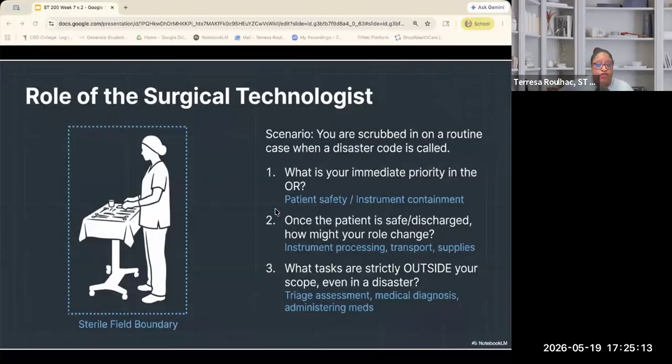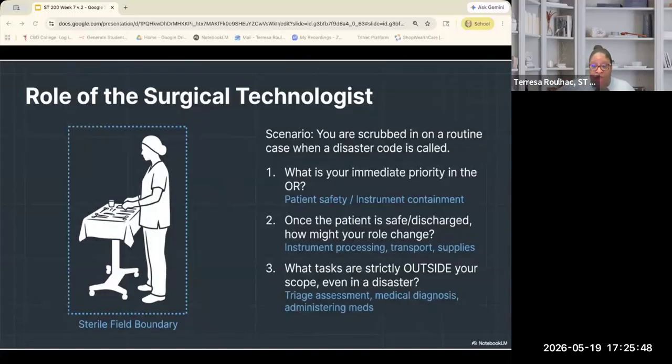Right. We're still not triaging. We're still not prescribing medications. We're still not diagnosing patients. We're not doing that, right? Disasters do not expand our licensure. Scope does not flex under pressure. And this is important because we go back to medical legal aspects, legal protection, patient safety, role clarity. There's a structure for the systems in place for a reason.